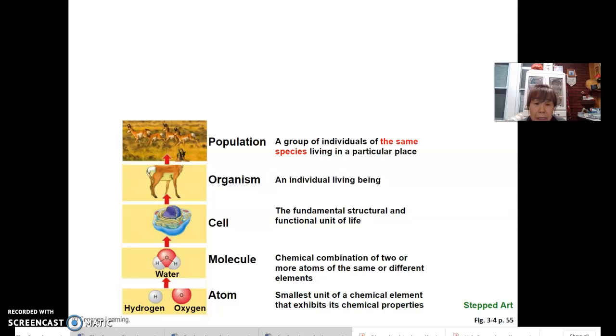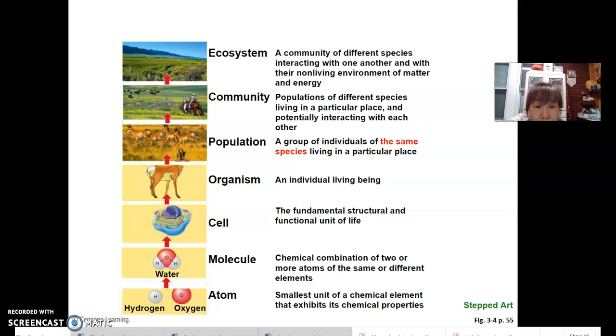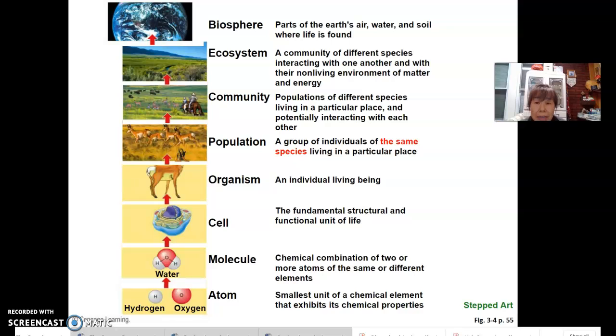And then a group of individuals of the same species living in a particular place is called a population. You need to know the definition of population. And then the populations of different species living in a particular place and potentially interacting with each other are called a community. And then when a community of different species interacts with one another and with their non-living environment of matter and energy, this is an ecosystem. And then all the ecosystems together would form the highest level, the biosphere.